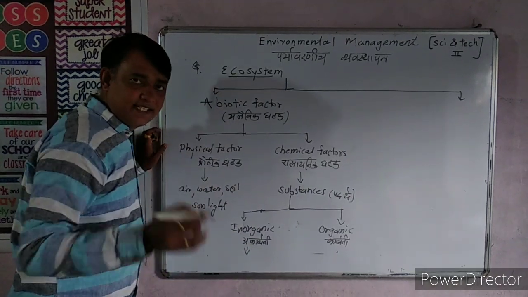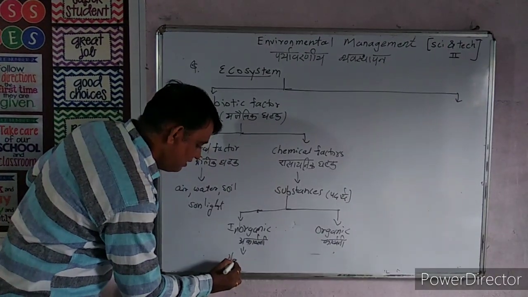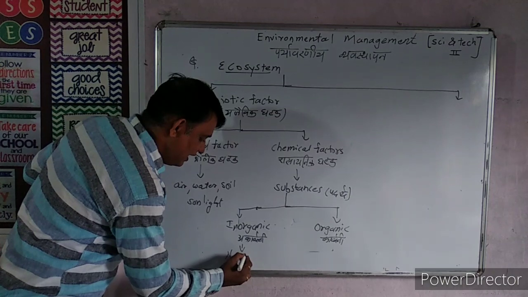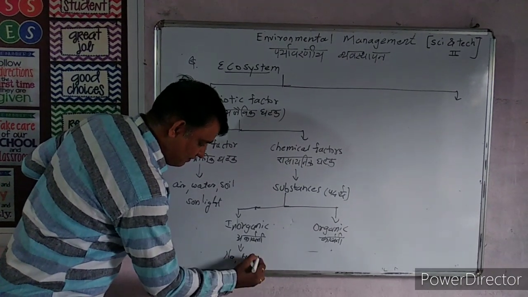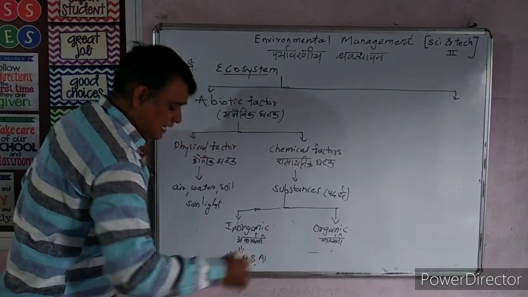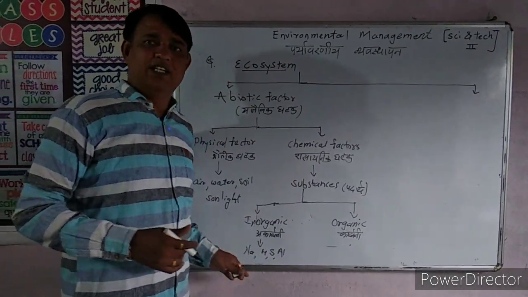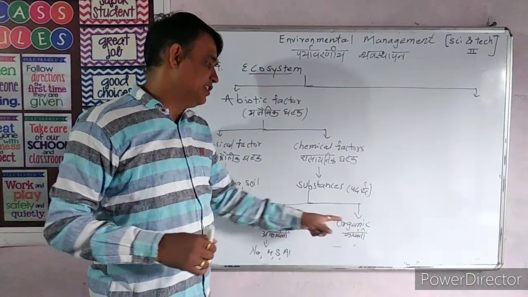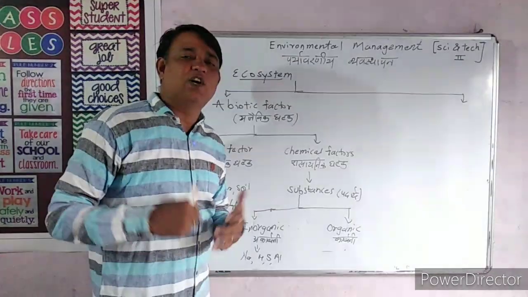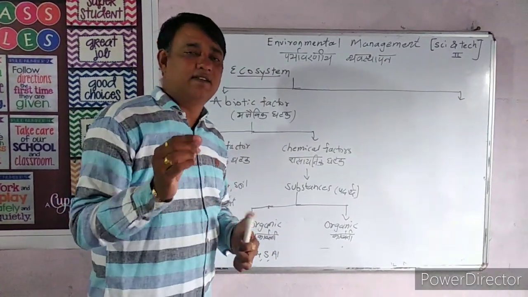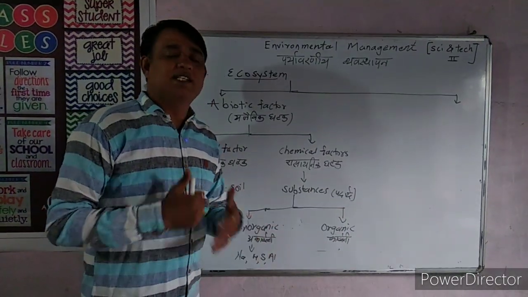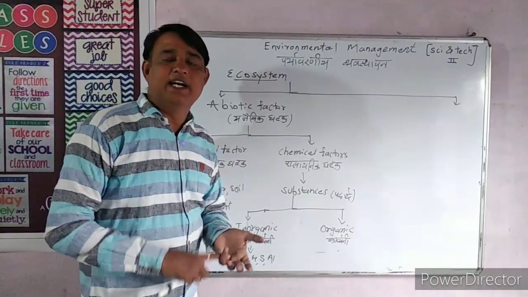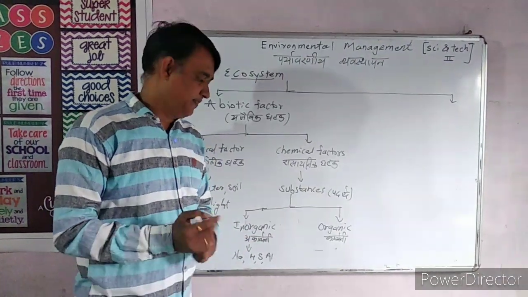Inorganic substances are like Na. We learn Na means sodium, H means hydrogen, S means sulfur, Al means aluminium. All these kinds of elements and their substances are inorganic substances. And in short, what are organic substances? An organic substance means a substance which consists of carbon. To relate to organic substances, we have to remember they are carbohydrates, fats, and proteins.